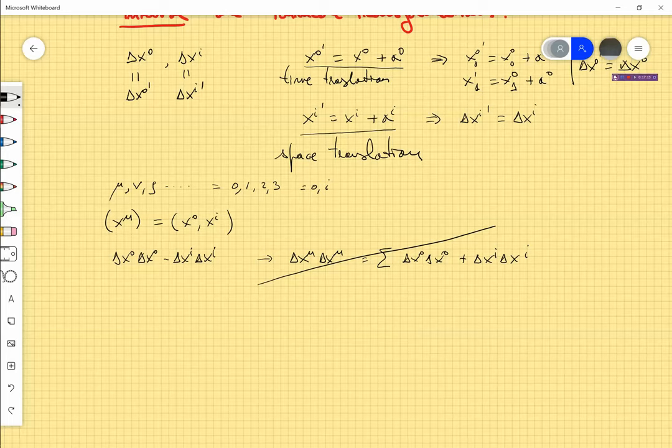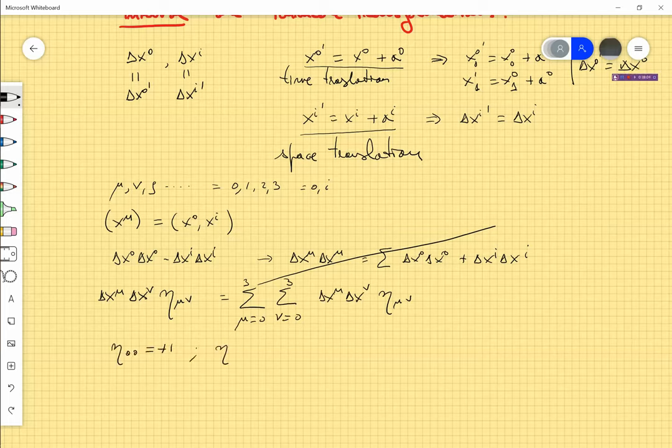I need to introduce something else. So how do I write this? I have to introduce another object, which is this eta mu nu. Eta mu nu has these values. This is supposed to be a double sum. Now I use this convention, so this is a sum from mu equal to 0 to 3, and a sum over nu from 0 to 3, of delta x mu, eta mu nu, delta x nu. And these eta mu nu are coefficients for this sum. Clearly, I want eta 0,0 to be plus 1, and eta 1,1 equal to eta 2,2 equal to eta 3,3 equal to minus 1.